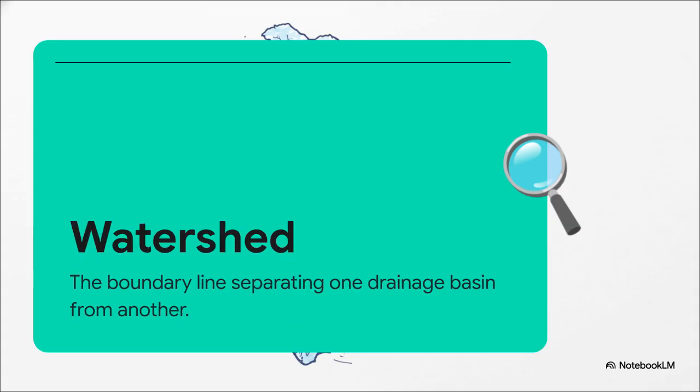And the thing separating these giant basins from one another? That's the watershed. It's the literal boundary line, usually a high ridge or a crust of land. It's incredible to think about, but if a raindrop falls just a millimeter to the left of a watershed, it journeys to one ocean. A millimeter to the right, its destiny is an entirely different sea.